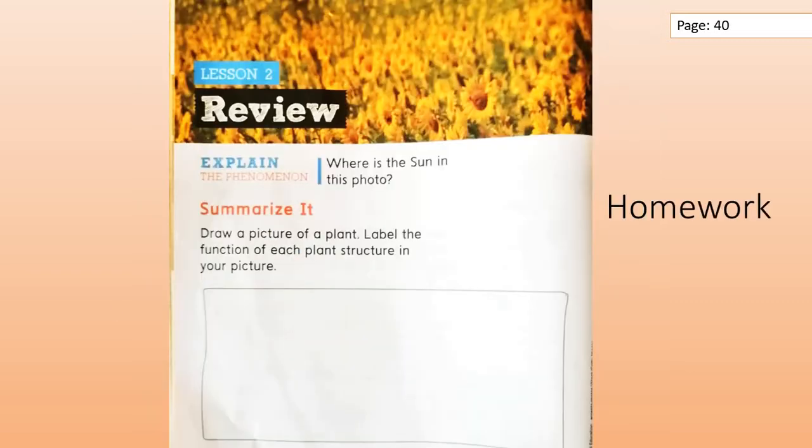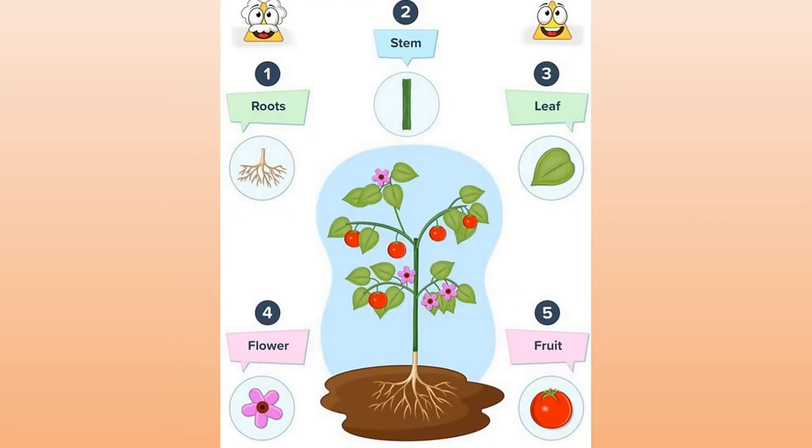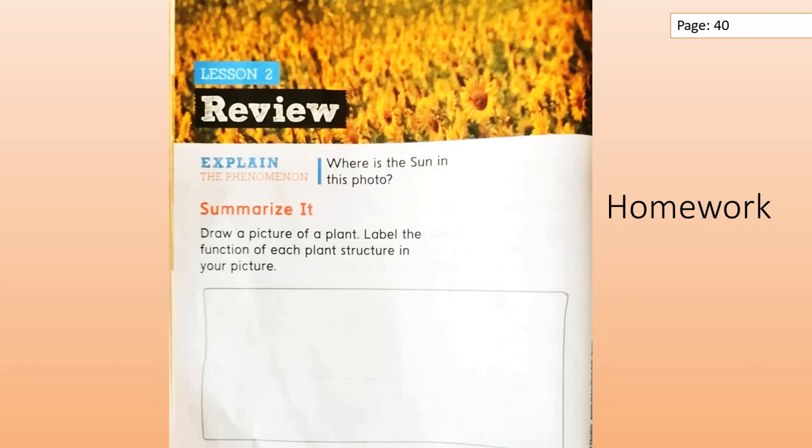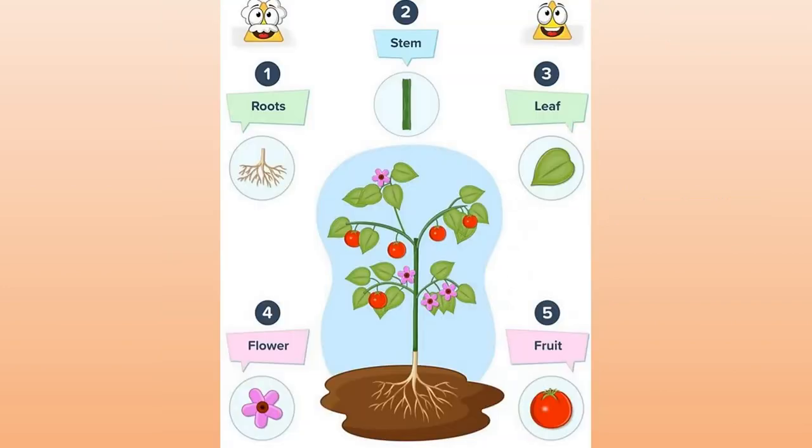Let's see the next page, page number 40 in your book. To summarize everything, grade 1, please draw a picture of a plant. In this space, draw a picture of a plant. Label the function of each plant structure in your picture. This is your homework. And show me that later, grade 1. This picture can help you to draw your picture here, but you should label the function of each plant part. That's it, grade 1. You can do it.